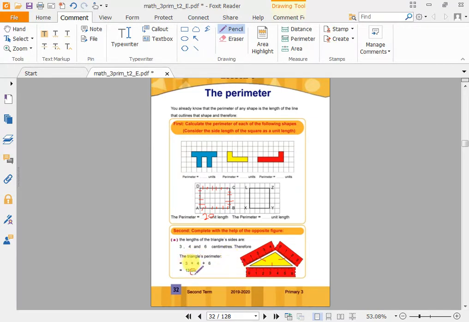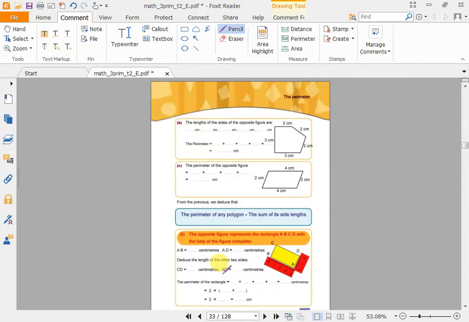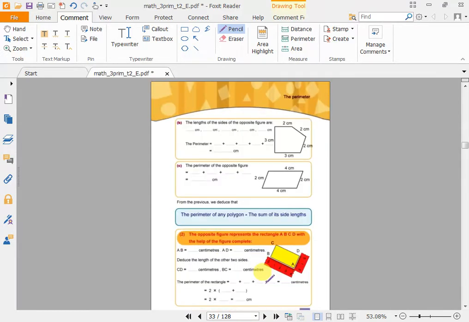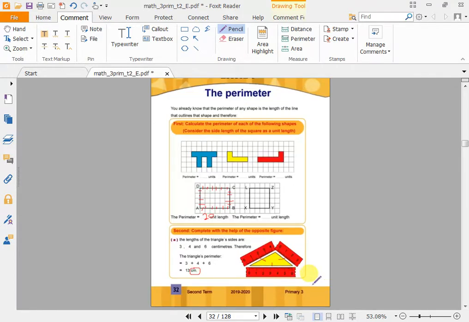The perimeter's unit is centimeter. So that's how we can get the perimeter of a triangle. The perimeter of a triangle is the sum of its side lengths. Generally, the perimeter of a triangle is the sum of its side lengths.